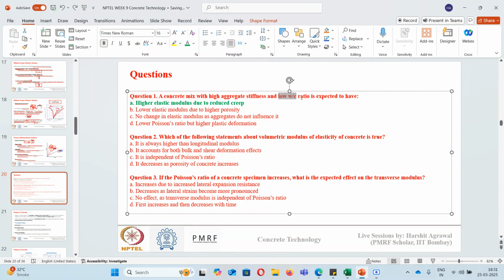And the lower the W/C ratio, the lower the porosity in my concrete, and this will make my paste stronger, and it will increase my MOE value. So both of these will increase the MOE of concrete. Since there is a low W/C ratio, it will also reduce the long-term deformation in concrete due to creep. How it is reducing the deformation due to creep, we'll see shortly when we discuss creep. But generally, if there is low water, then there is low chance of creep occurring in my concrete. So the correct answer will be A.